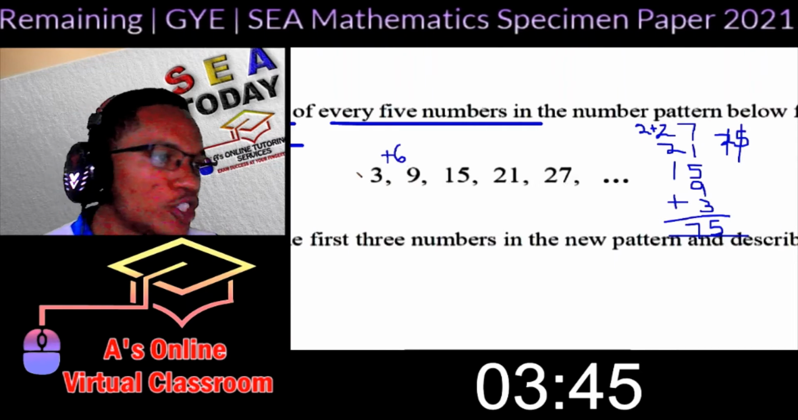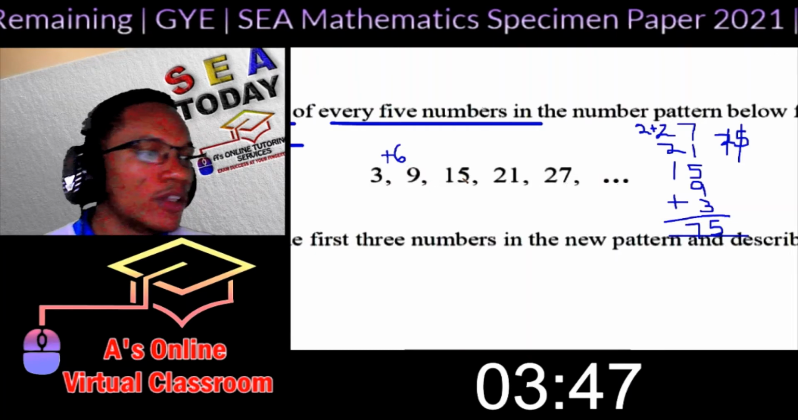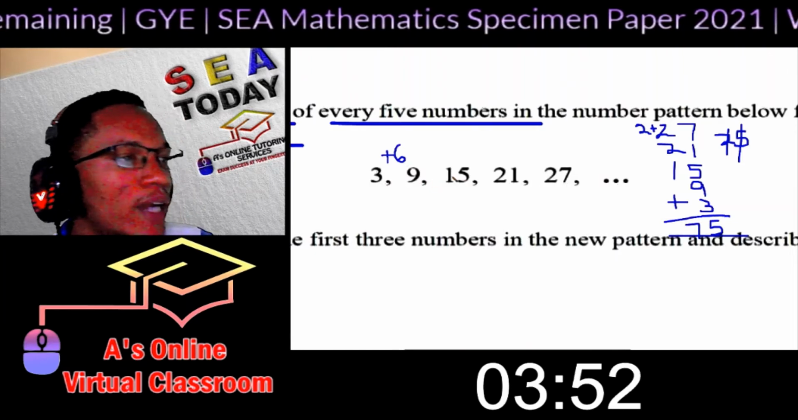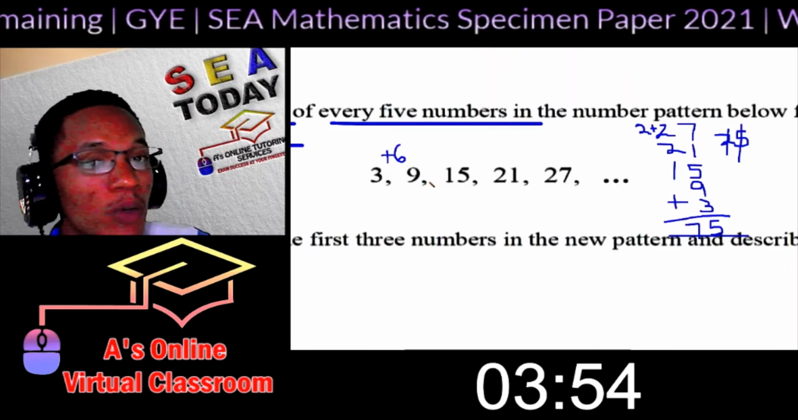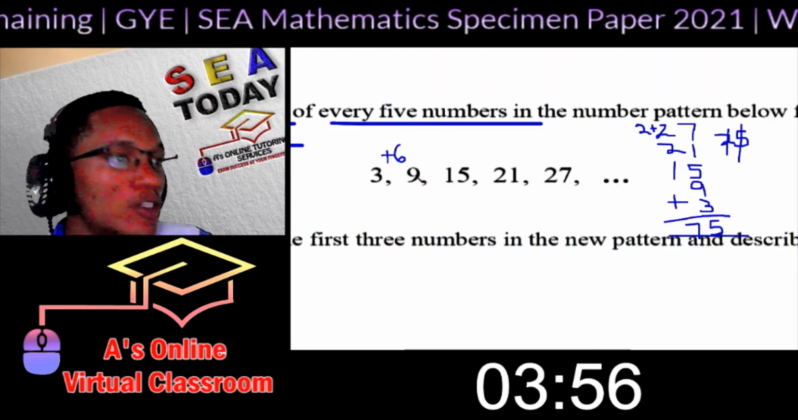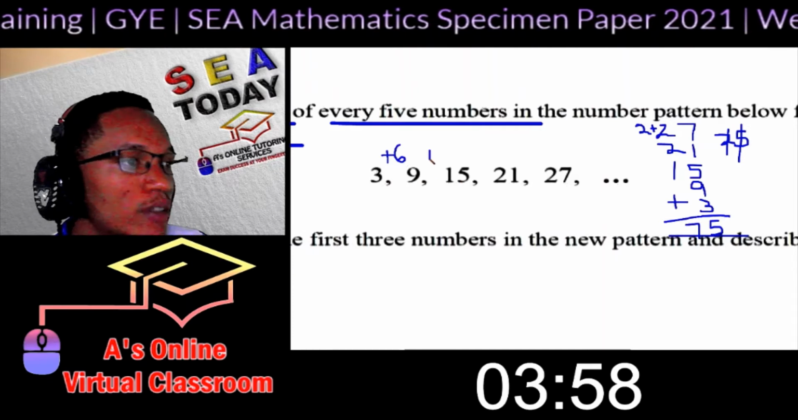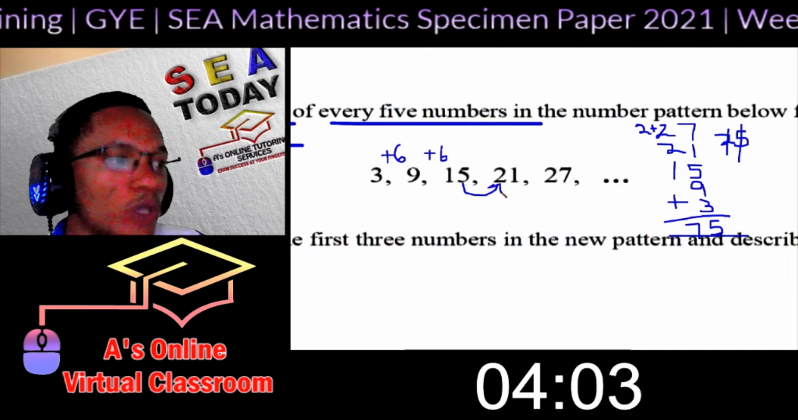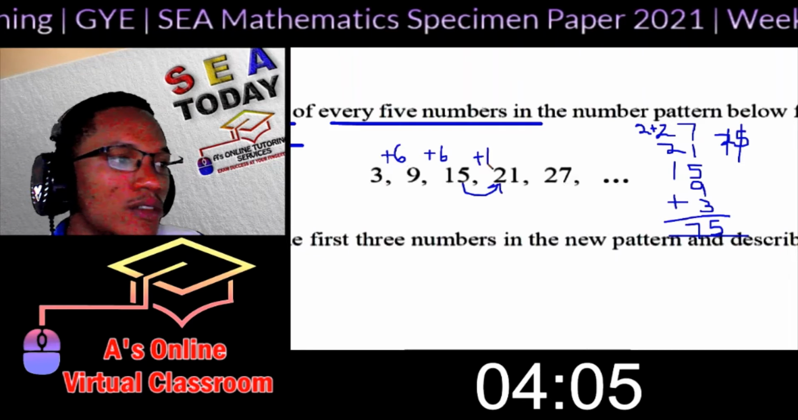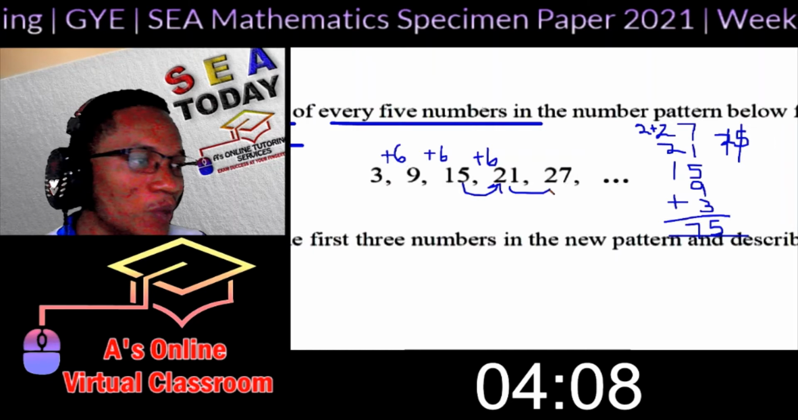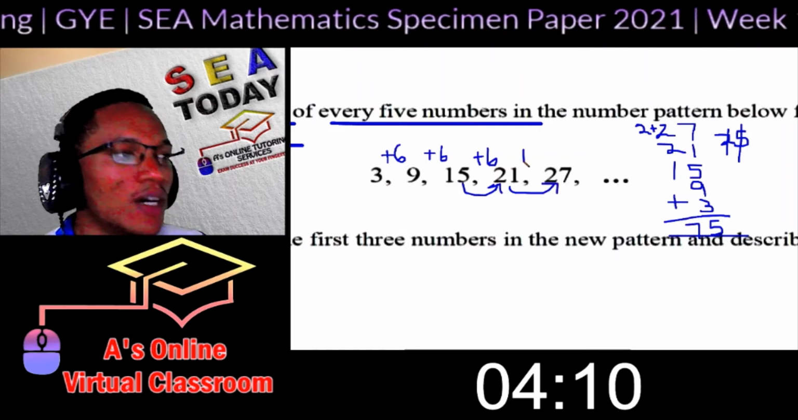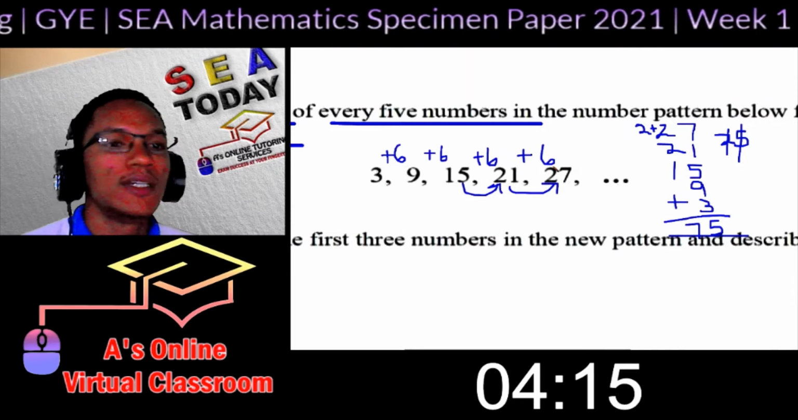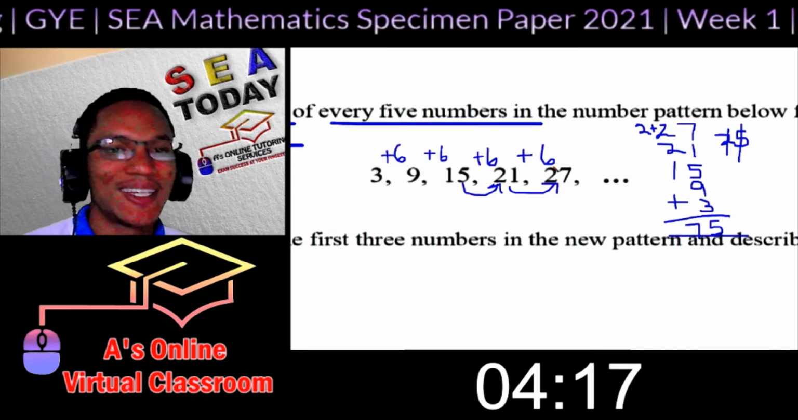So looking at the addition there, let's see if we have another addition in the next two numbers. Between 9 and 15, 15 take away 9 is actually 6. So to move from 9 to 15, you added 6. And then to move from 15 to 21, you had to add 6. And then to move from 21 to 27, you had to add 6. So our pattern is increasing by 6.